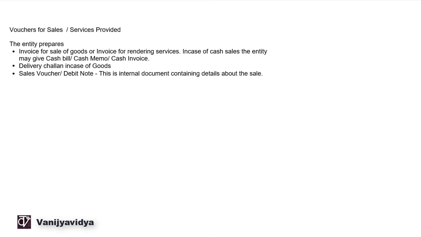Now, vouchers for sale and services provided. The entity prepares an invoice, that is a bill, for the sale of goods or an invoice for rendering services. In case of cash sale, the entity may give a cash bill, cash memo or cash invoice. Then a delivery challan in case of goods, and a sales voucher, or you may also say debit note. This is an internal document containing details about the sale.